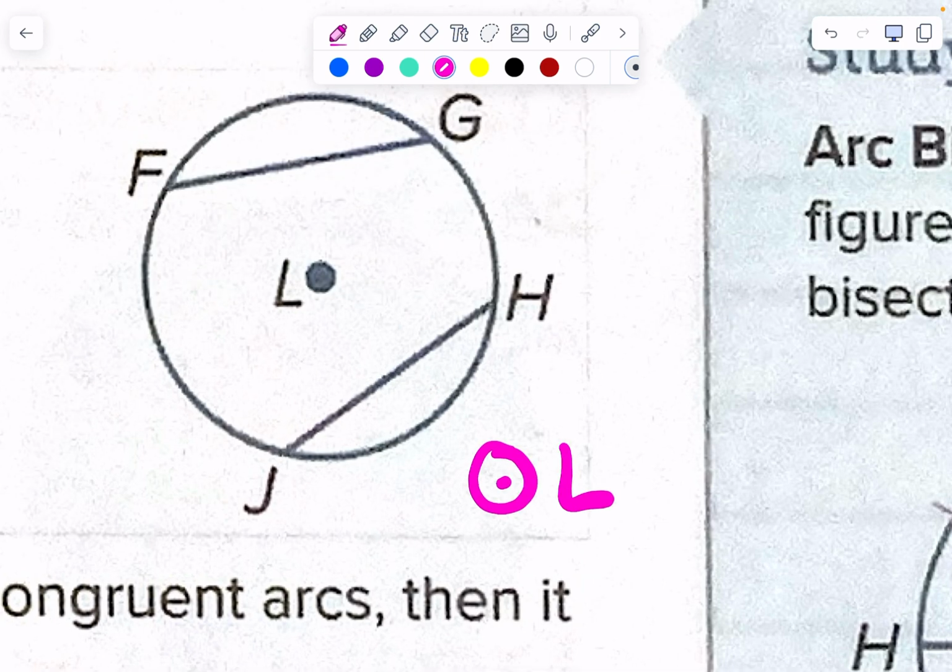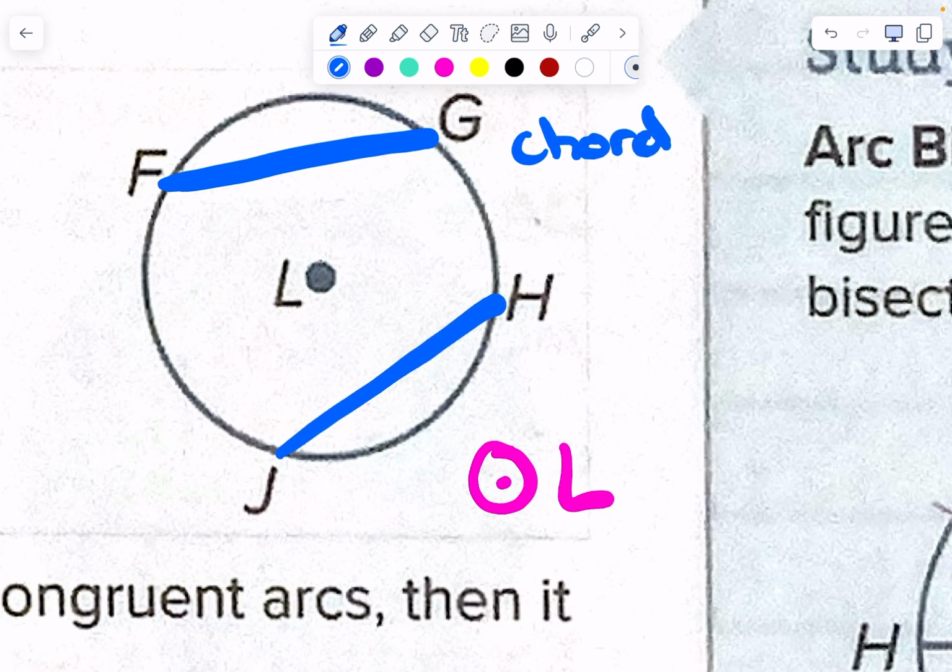There are two chords is what they're called, all right? FG is a chord, C-H-O-R-D, and JH is a chord. What has to happen in order for it to be called a chord? Has to connect. Connect how? Between two. End to end. End to end of the circle. So for example, like this is a radius. Is that also a chord? No, because this end does not go all the way to the edge of the circle.